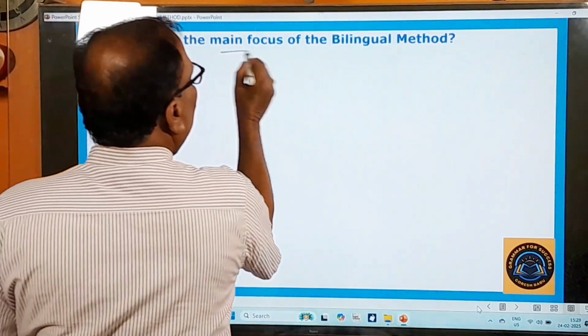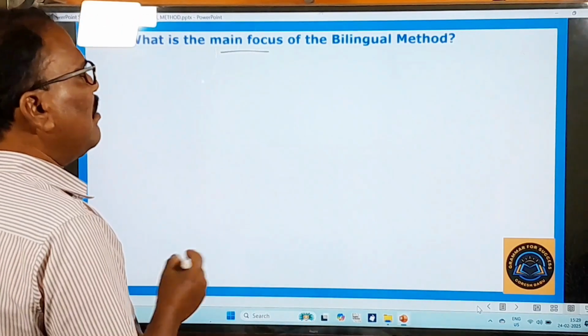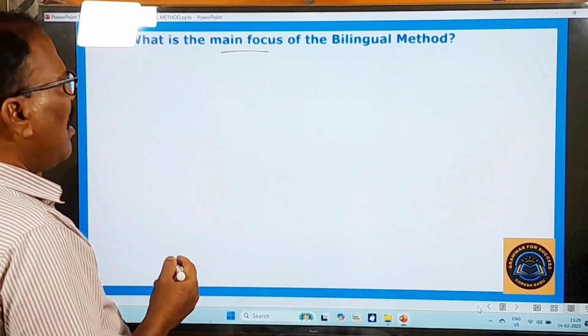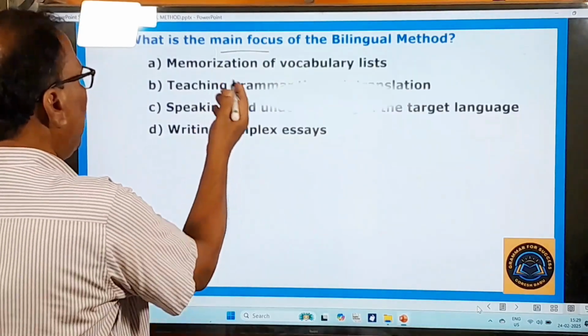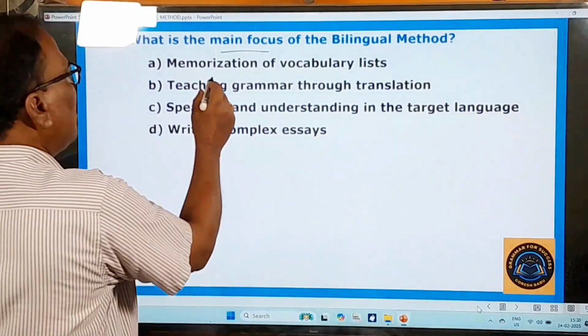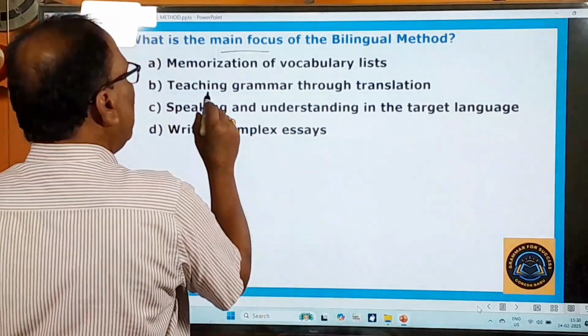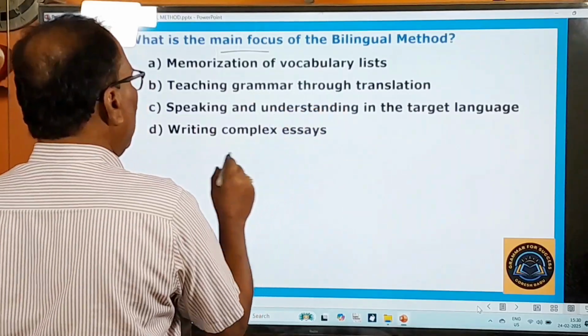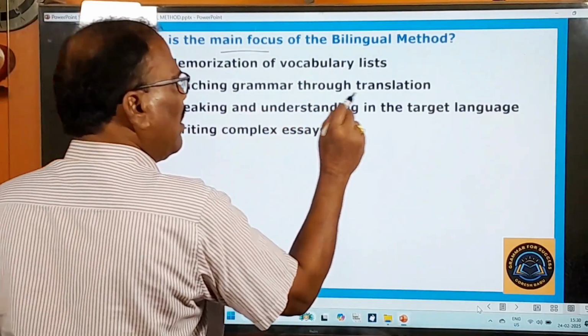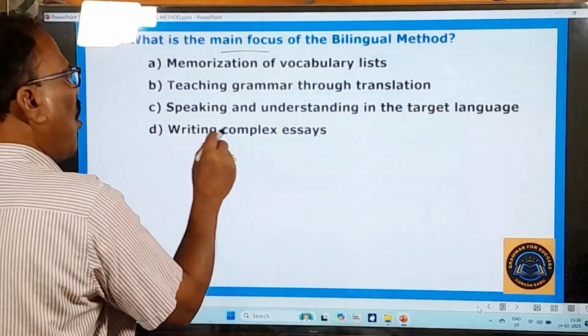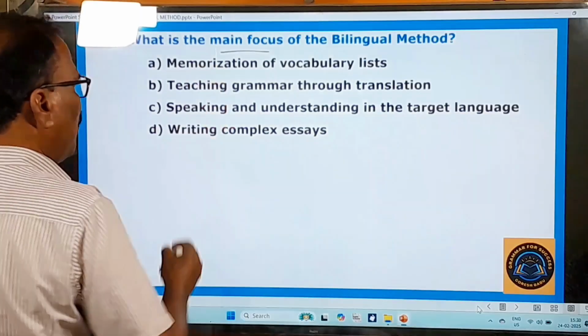What is the main focus of the bilingual method? You know, the main focus of the bilingual method. Here are the four options given: memorization of vocabulary lists, teaching grammar through translation, speaking and understanding in the target language, writing complex essays. So these are the four options.